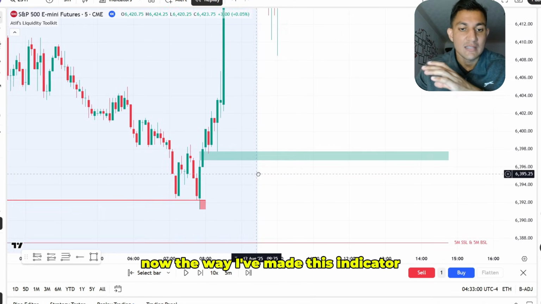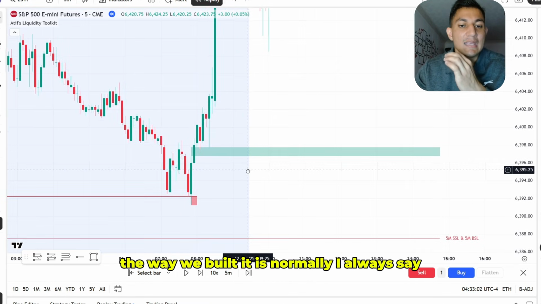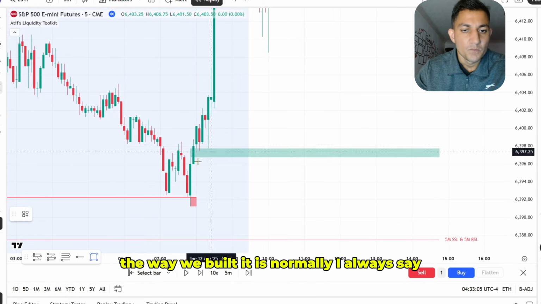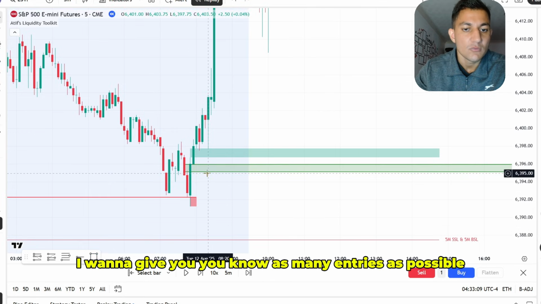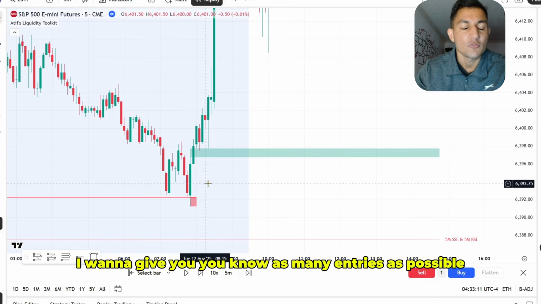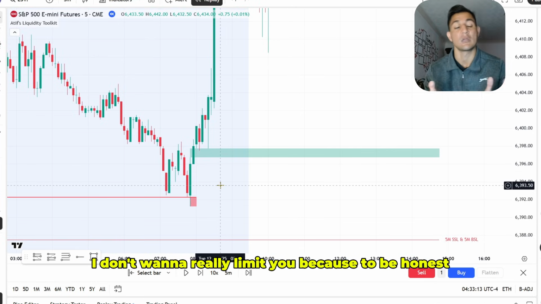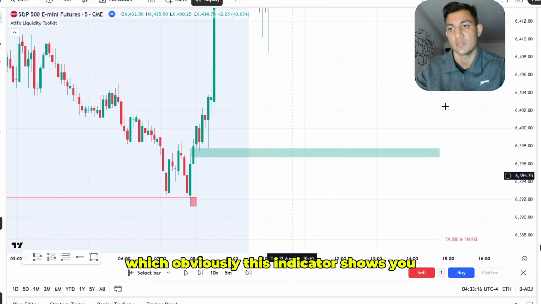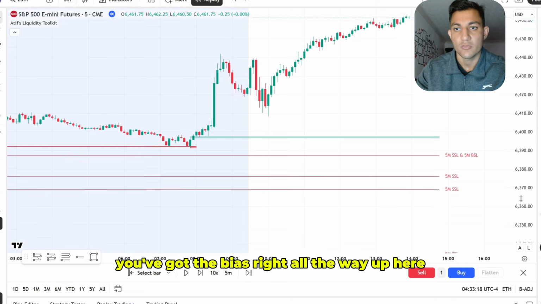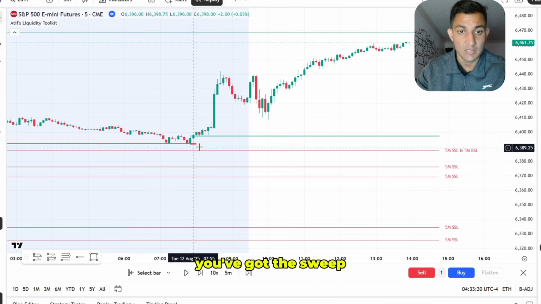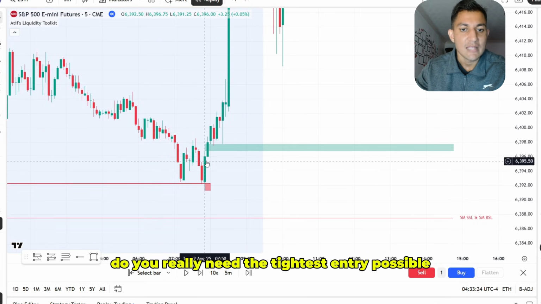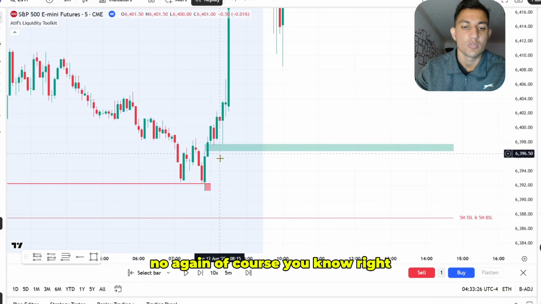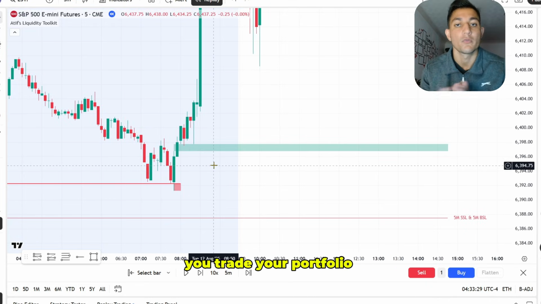Now, the way I've made this indicator, the way we've built it, normally I always say, when in doubt, always take the lowest bullish fair value gap. However, I want to give you as many entries as possible, right? I don't want to really limit you because, to be honest, if you've got liquidity, which obviously this indicator shows you, you've got the bias all the way up here. You've got the sweep, which this indicator tells you. Do you really need the tightest entry possible? No. Again, of course, you trade your portfolio, your prop firms, your account, however you like.